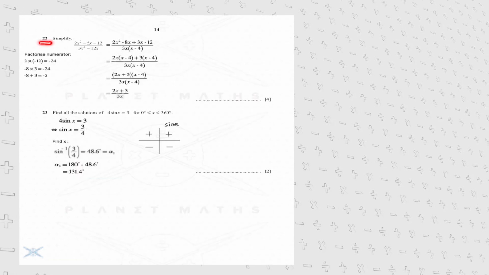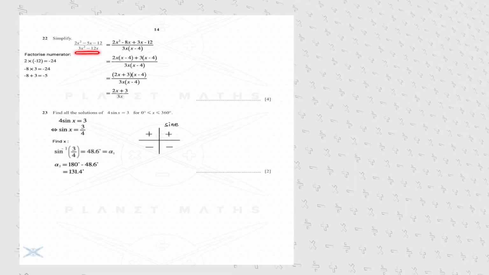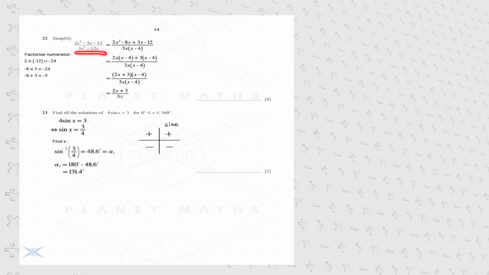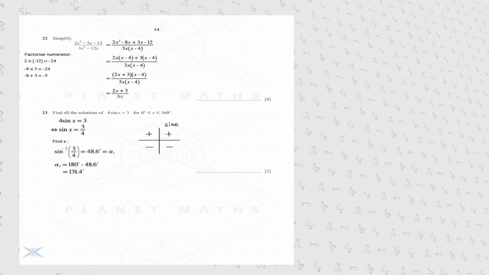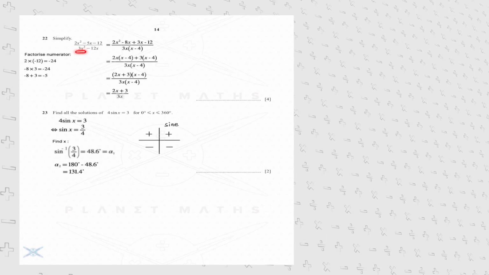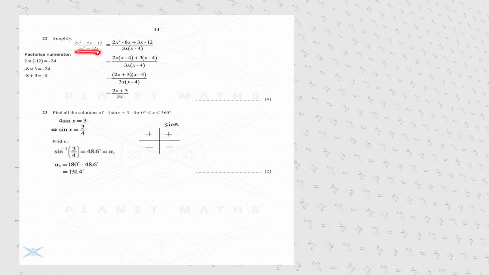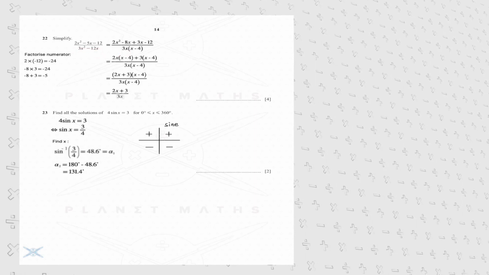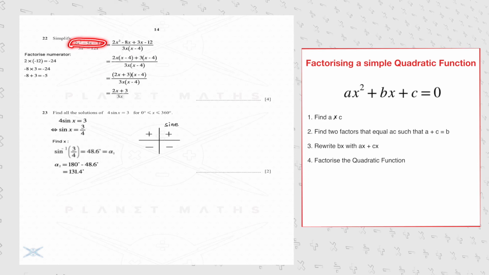Next on to exercise 22, where we are required to simplify the fraction 2x squared minus 5x minus 12 over 3x squared minus 12x. What we will try to attempt first is to factorize the numerator as well as the denominator. As for the denominator, we should be able to spot that both of the summands contain the factor 3x, and using the method provided, the numerator will be rewritten to facilitate factorization.